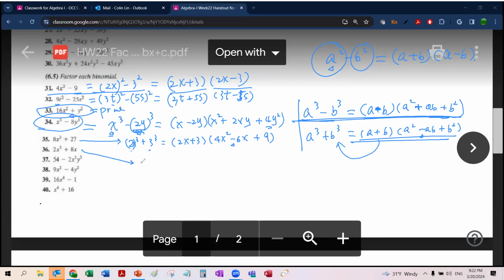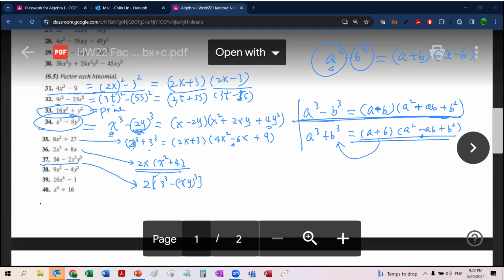36, these two terms have a common part first, right? We take it out first. And right now we cannot continue to factor. We'll just factor it until here. All right, let's see 37. 37, take 2 out. So the rest is 27, right? 27 is 3 cubed. And take 2 out, it became xy cubed.